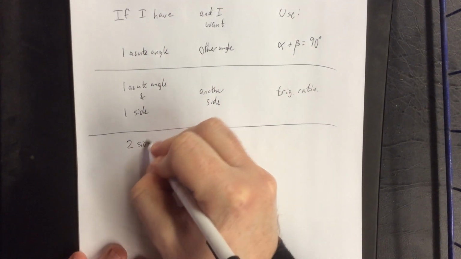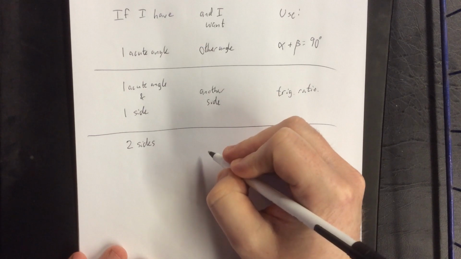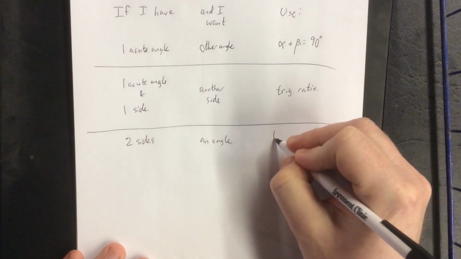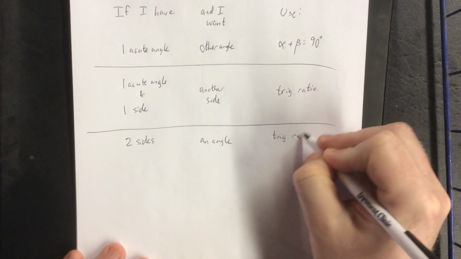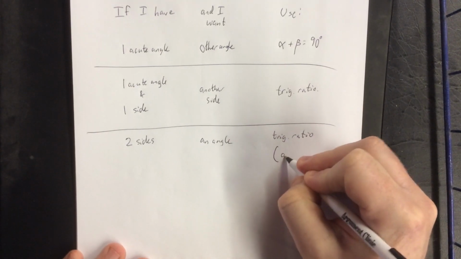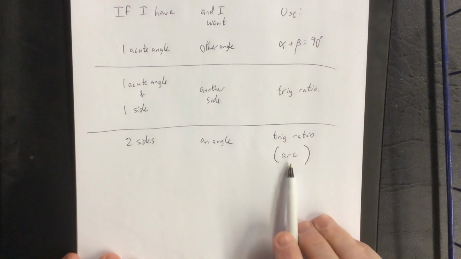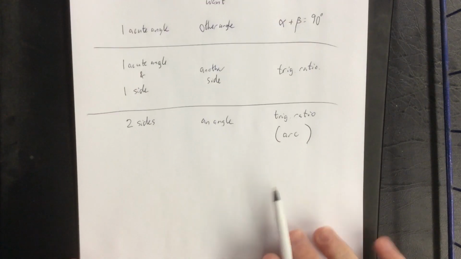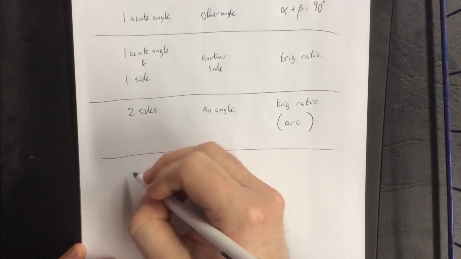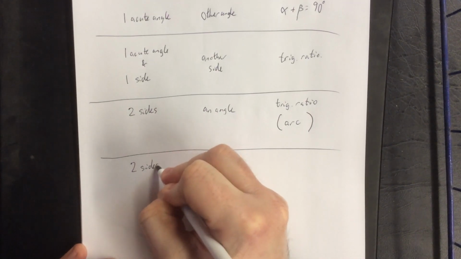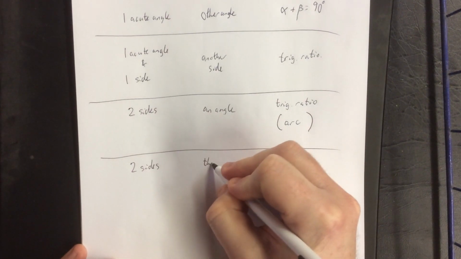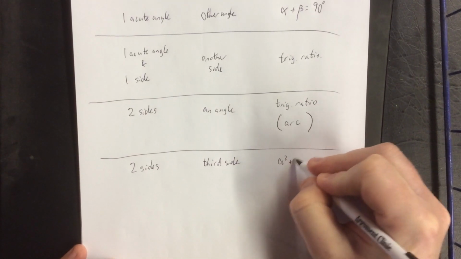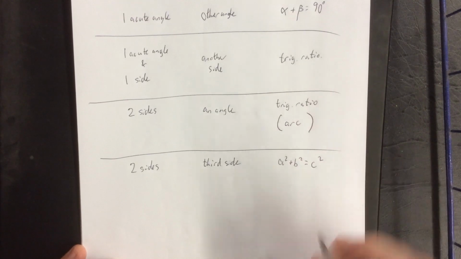If you have 2 sides and you want an angle, you can once again use a trigonometric ratio for this, in addition to an arc trigonometric ratio, so an inverse trigonometric function. And finally, if you have 2 sides and you want the third side, that's the point where you can use a squared plus b squared is equal to c squared, our Pythagorean theorem.